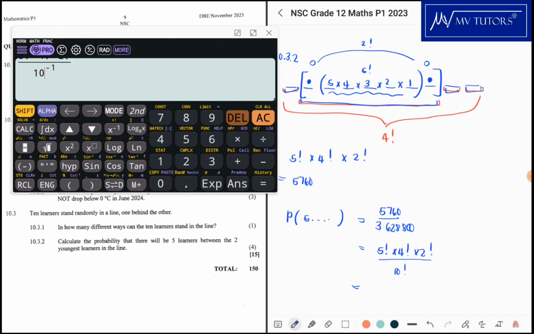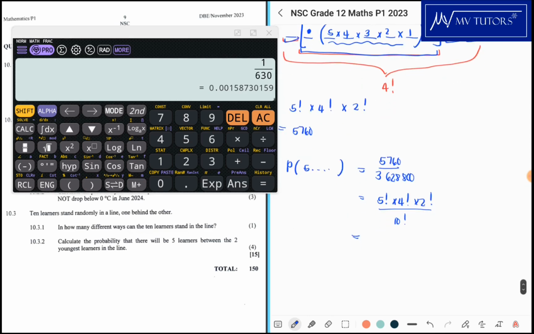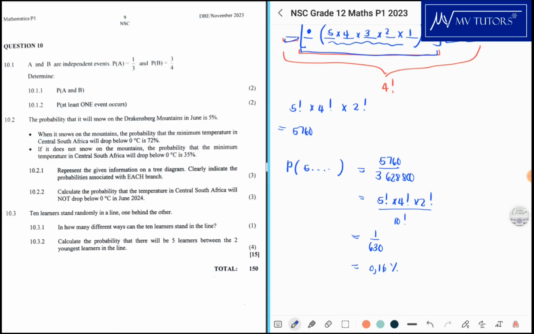And no, what did I do? This is not a factorial. Oh my goodness. Okay, 10 factorial. All right, so the probability then is 1 over 630. Or if we multiply that by 100, we would get 0.16%. And that is the probability that there will be 5 learners between the 2 youngest learners in the line.